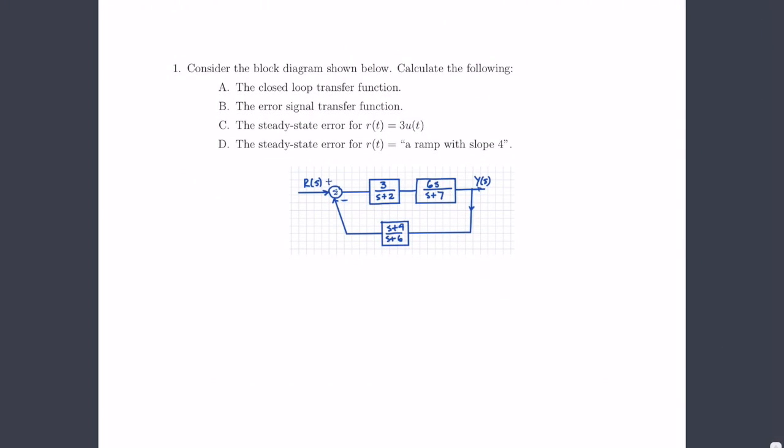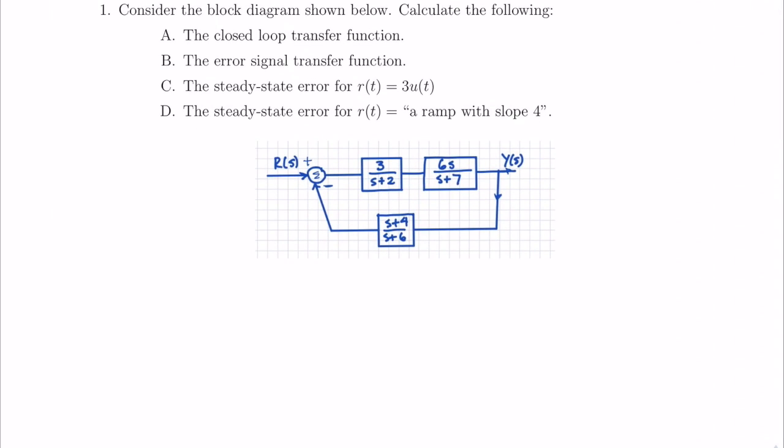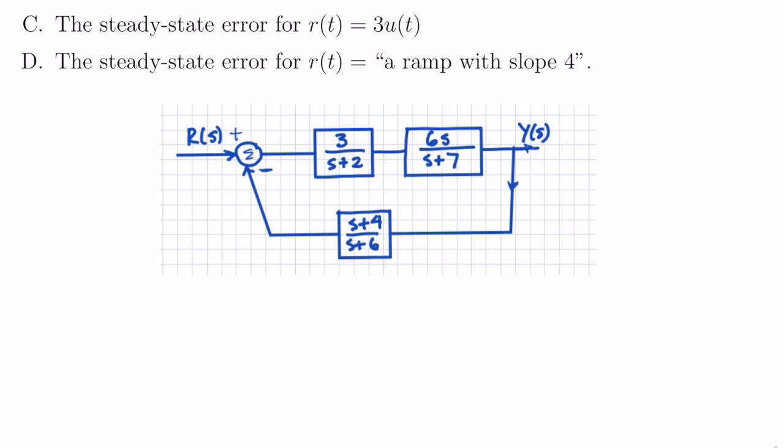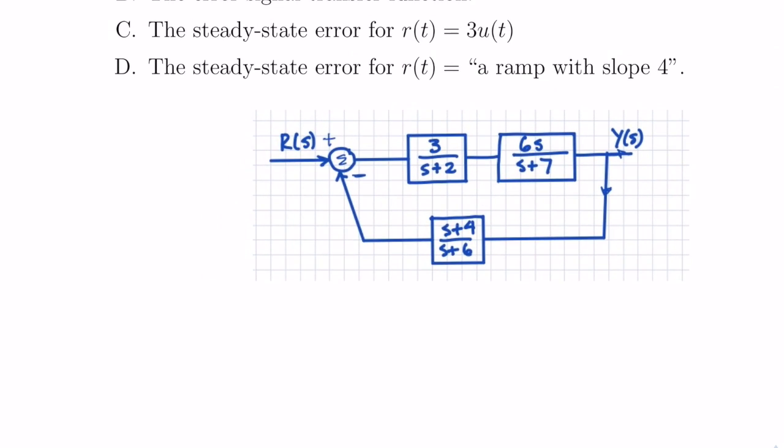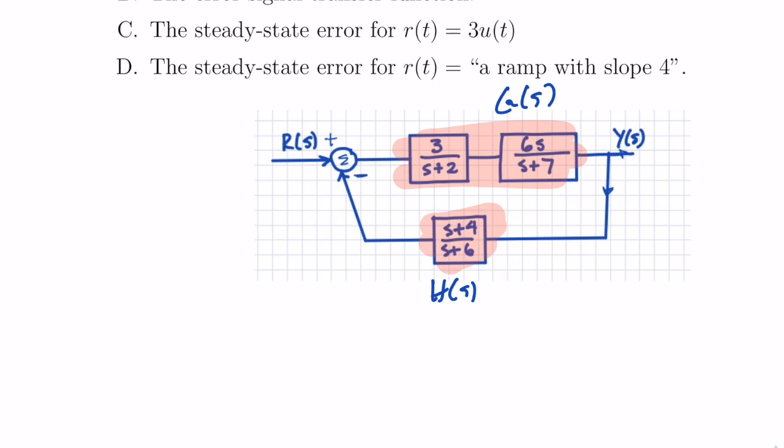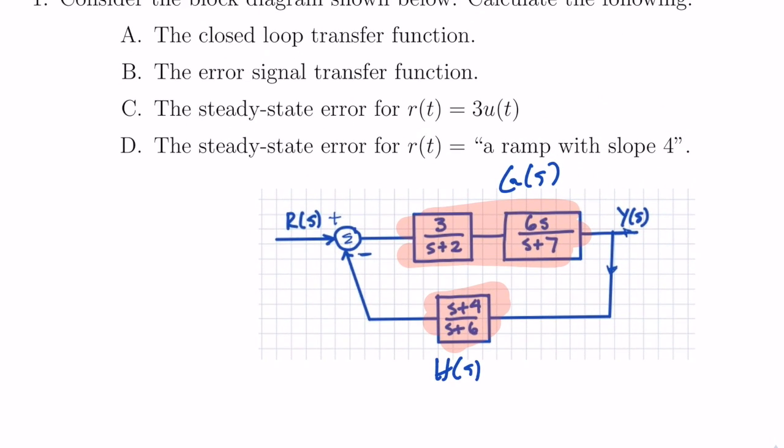Okay, this is a screencast showing an example of calculating steady state error for a control system problem. In this particular problem we have something set up in the usual form where you have to identify the components. This would be the G of S, and this part would be H of S.